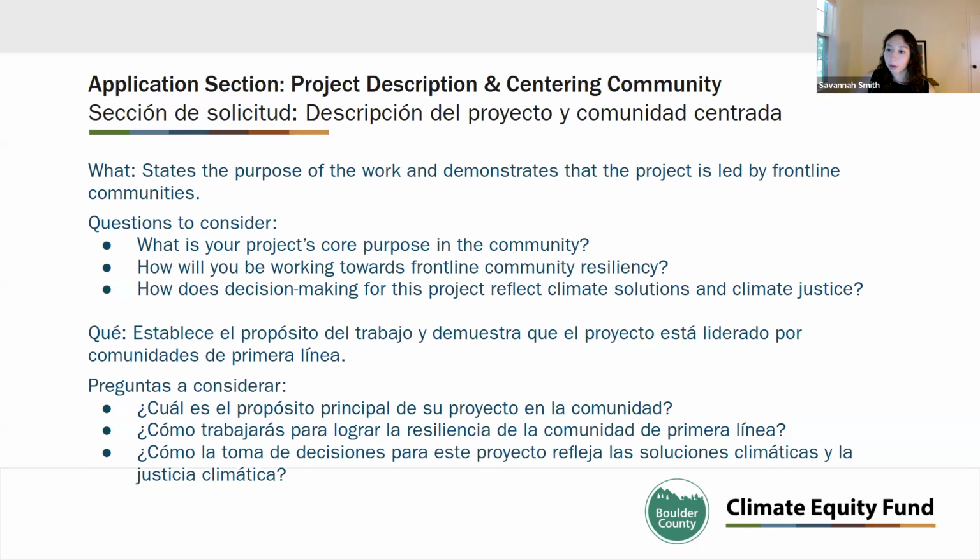What is your project's core purpose in the community? How will you be working towards frontline community resiliency? And how does decision-making for this project reflect climate solutions and climate justice?